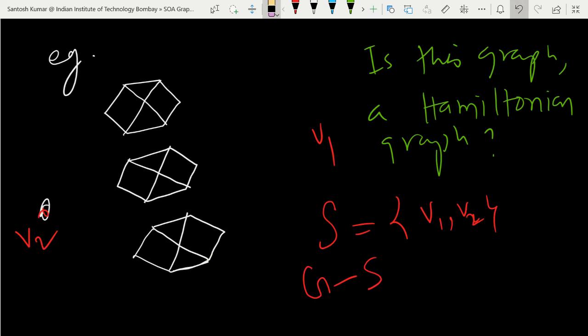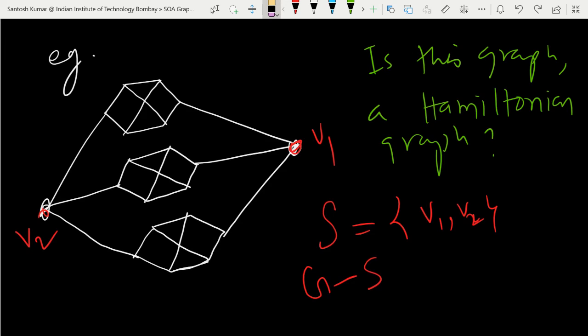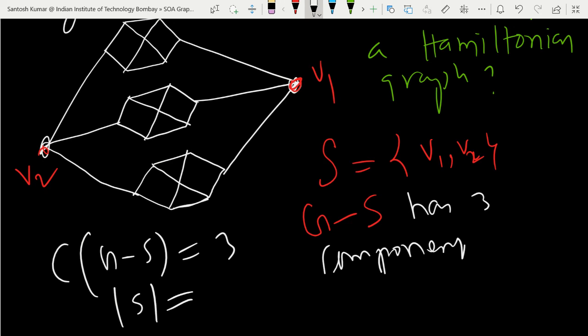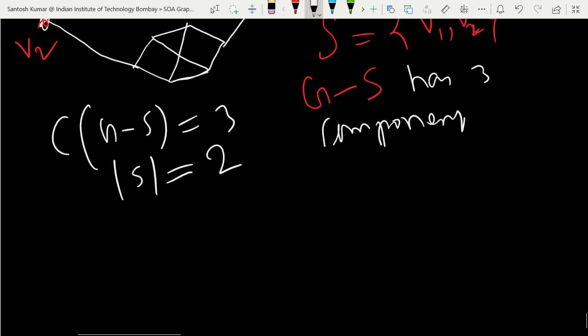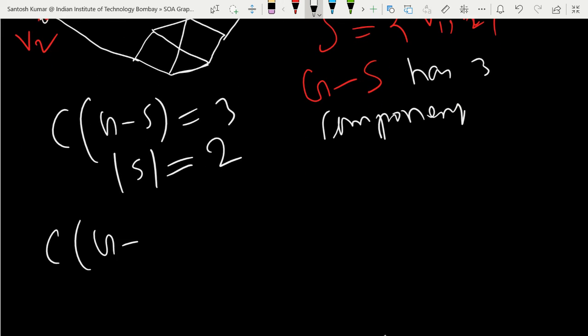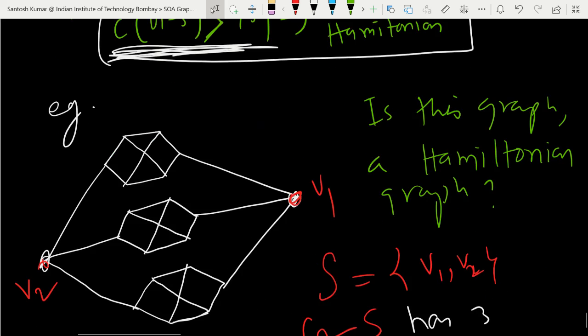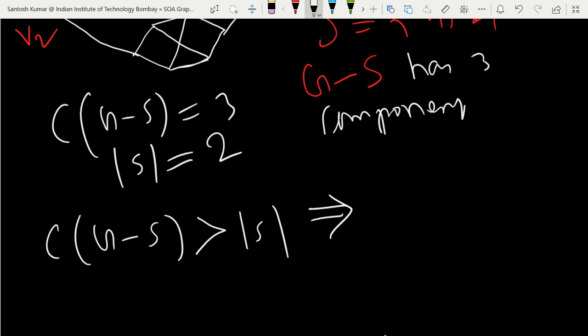Three components. So G minus S has three components. The number of components in G minus S is 3. What is the cardinality of set S? 2. So what do you notice here? The number of components in G minus S is more than the cardinality of S, and we had the result: if this holds, then it is not Hamiltonian. So this result guarantees that the graph G is not Hamiltonian for sure.